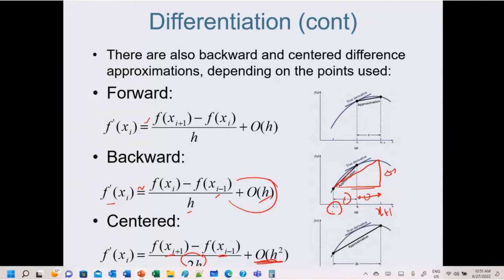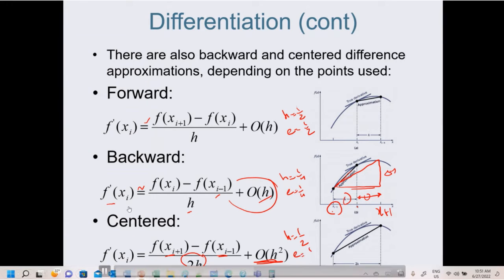What does it mean that it's of the order of h square? It means that if I make my step size half, my error will be reduced by 4 times. Here, if I make h half, the error becomes half. I make h quarter, the error is going to become quarter. Here, if I make my h half, the error becomes quarter.